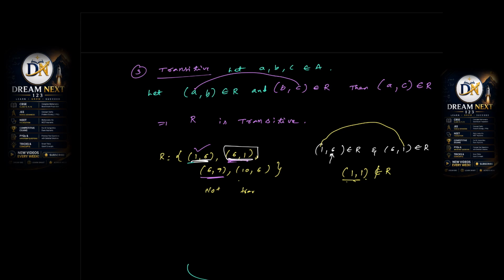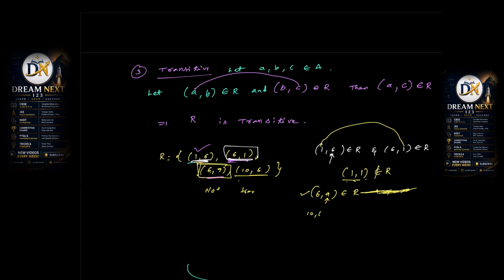Okay, and we identify this pair, 6 comma 9, belongs to the relation. Is there any pair which is starting with 9? No, there is no other pair. That means this pair is automatically transitive. No need to check this one.